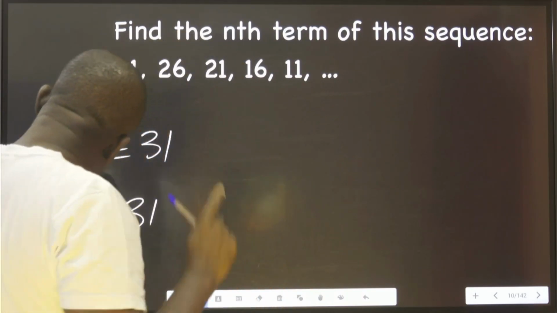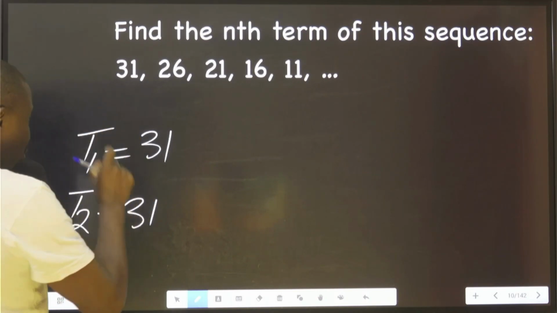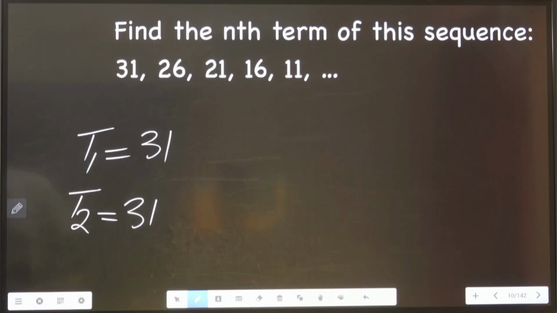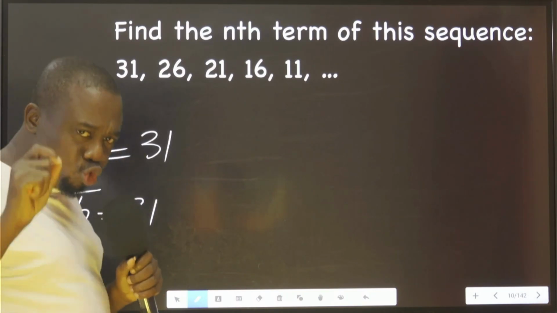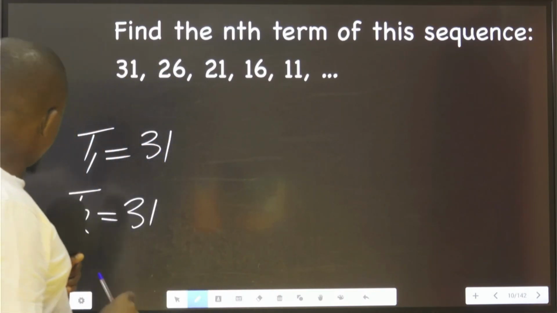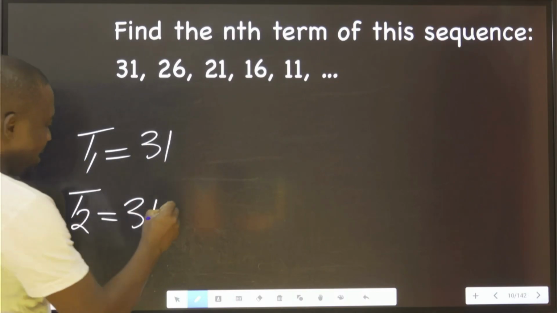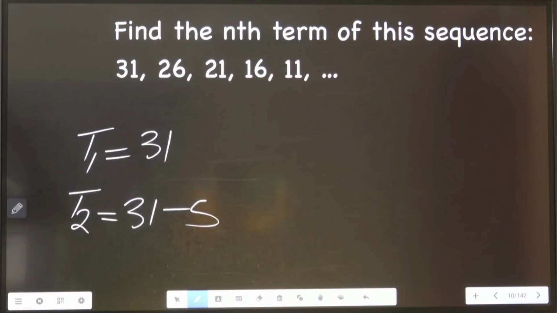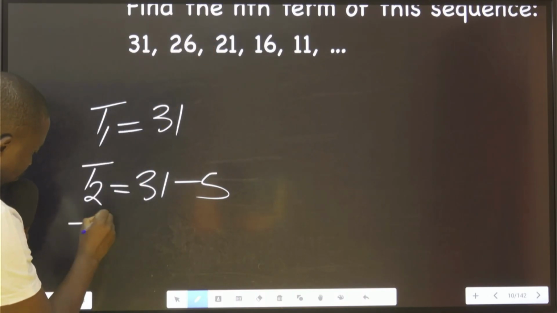But the next question is this. How can 31 produce 26? What can you do to 31 to produce 26? You agree with me, you need to remove 5 from here to get 26. Let's investigate the third one.